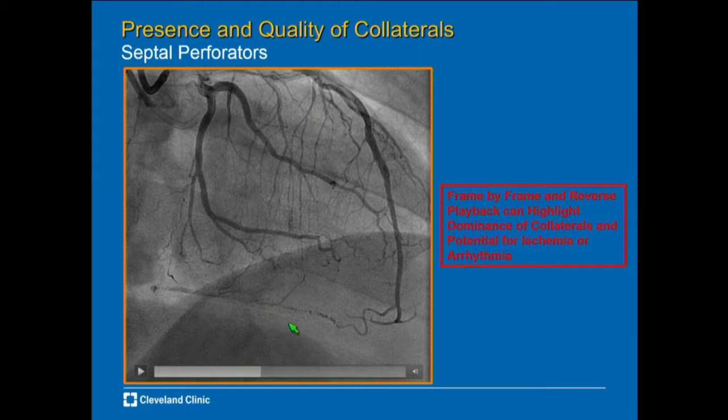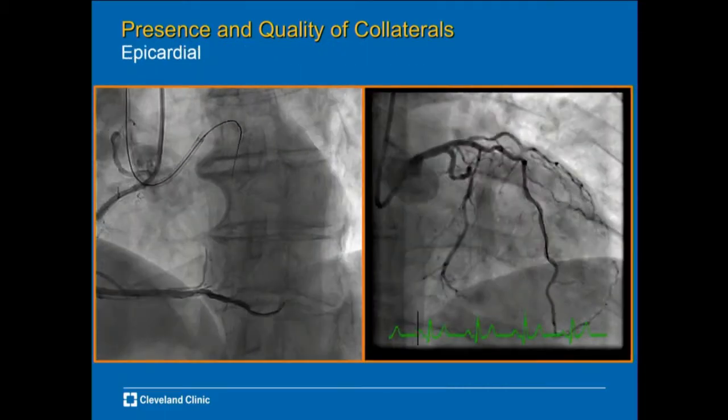So this gives you good confidence that there are multiple routes of collateralization. So you can occlude one of these septals, and hopefully the patient will tolerate this well because there are multiple sources of collateralization. But playing these frame by frame, forward, backward, it often can help you plan out these cases and figure out what's the most optimal collateral to target.